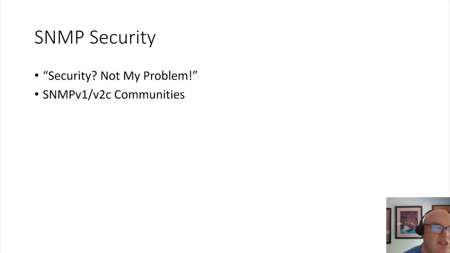There are times when it's okay to use that. Internally on your protected private network, maybe you want to do it the easy way and just use SNMP version 2 communities. The real solution to SNMP security is SNMP version 3.